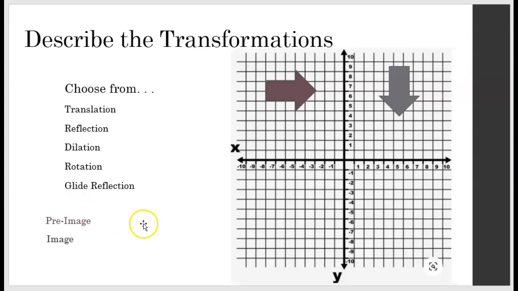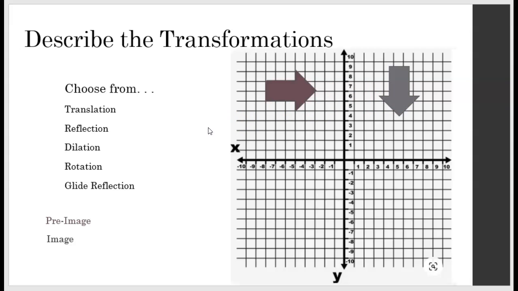Okay, next slide. Again, if you guys would like to pause the video and see if you can figure out what the transformations are that go from the pre-image to the image. And by the way, the pre-image in the next 3 slides is going to be the purple-ish ones, and then the image is going to be the gray. Go ahead and press pause now.